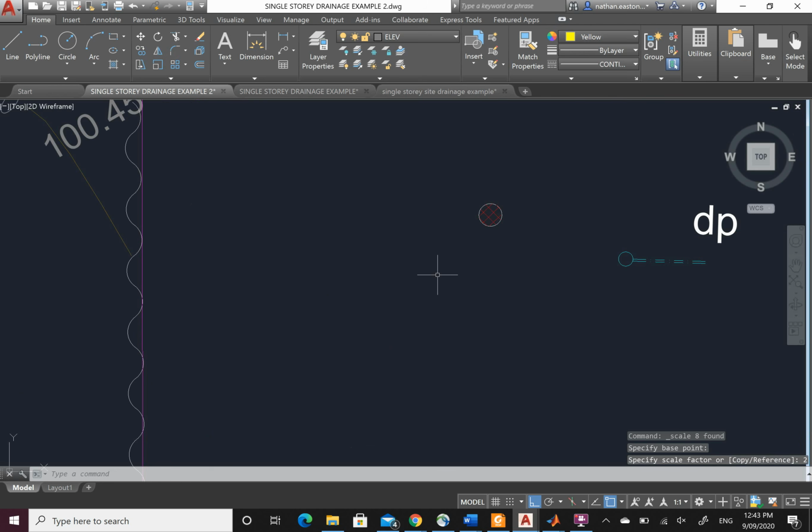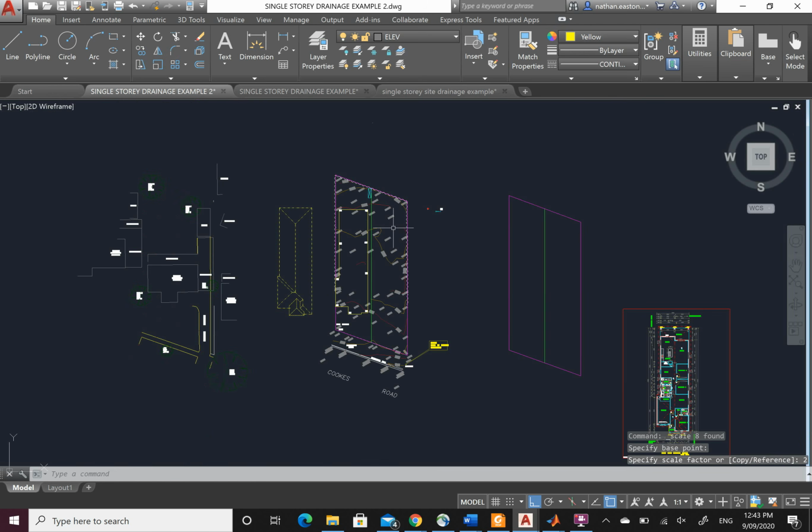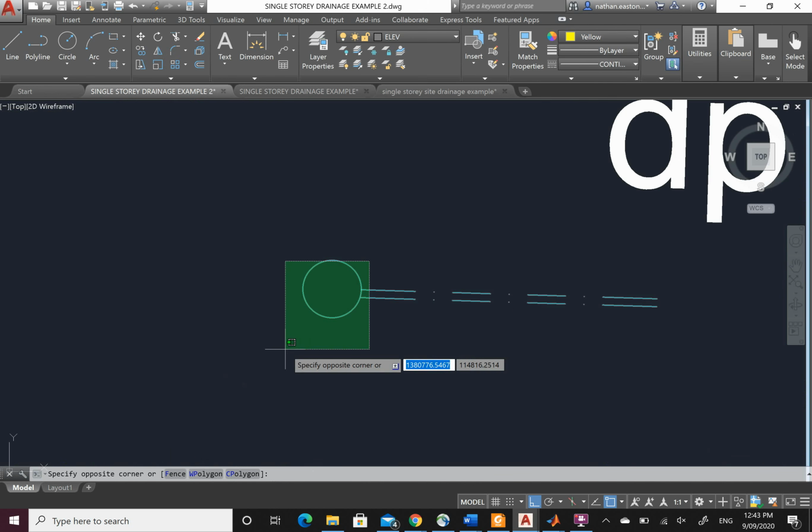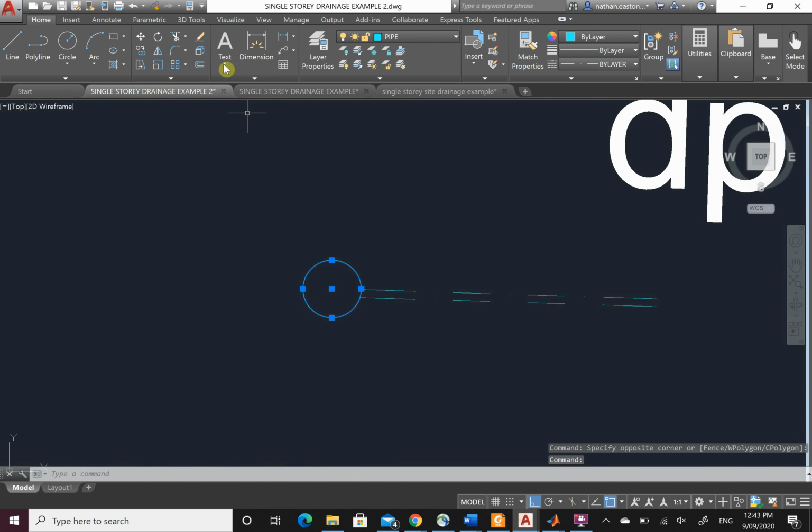The reason I'm scaling up by 2 is because these plans are scaled at 1 to 200. So the civil plan or the site drainage, as well as the site plan, are scaled at 1 to 200. So let's take this downpipe here. Let's take all of it for now.